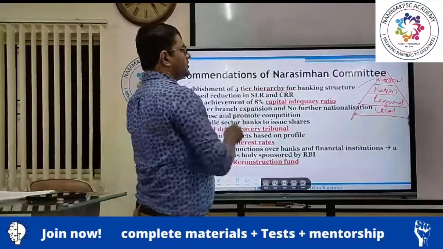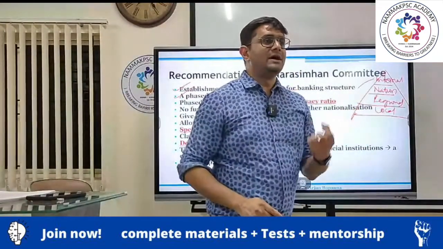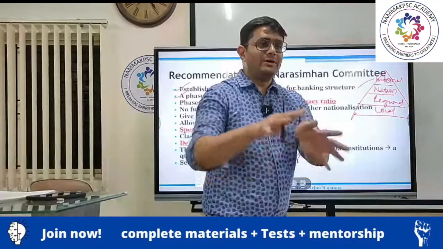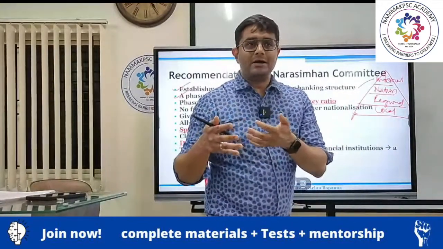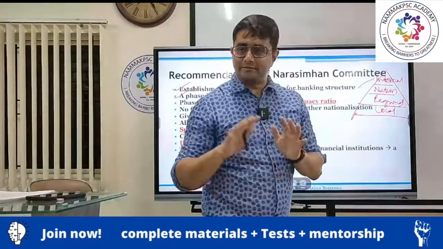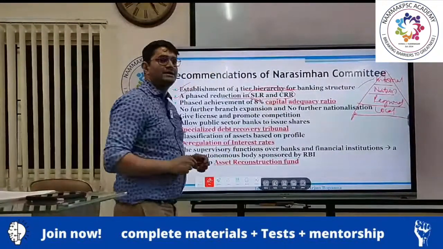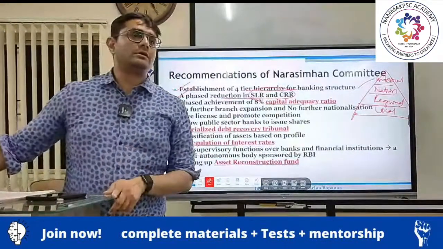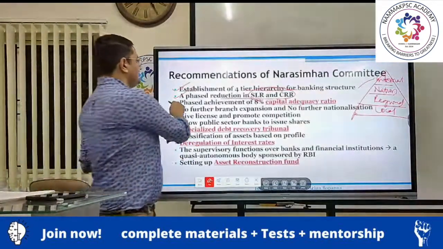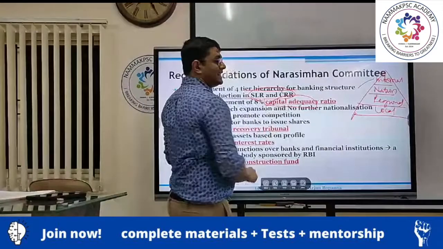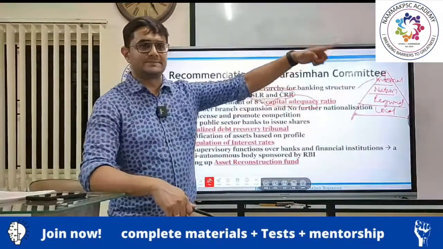Next, a phase and local and regional banks, catering to small requirements. Our farmers, small industry, whatever is the local requirement. So they will be able to have that local flavor and interact with the common man of that region. Then phased reduction of SLR and CRR, so as to give more room for banks to operate. Then phased achievement of 8% capital adequacy ratio. This I will explain, okay, in our subsequent classes.